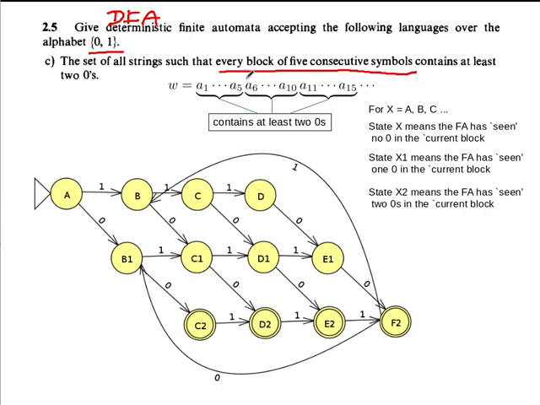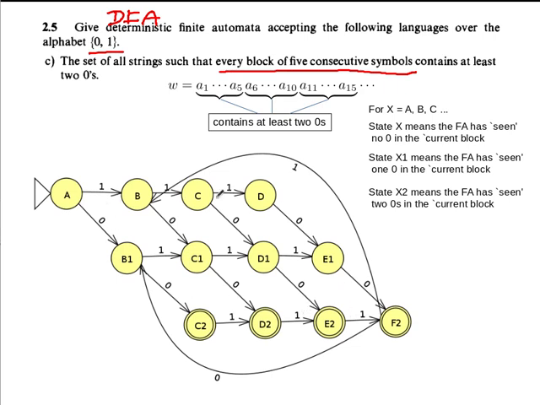That's okay. So in each block, what should happen? It contains at least 2 zeros. So in this block you should have at least 2 zeros. In this block you should have at least 2 zeros. In this block you should have at least 2 zeros. Okay. And this is what my DFA is.